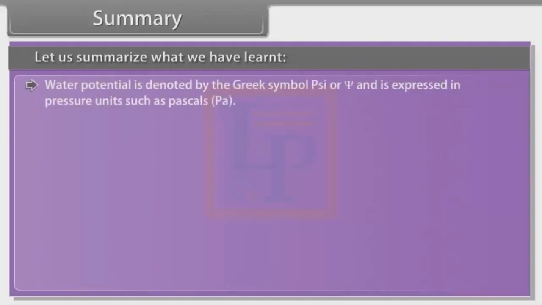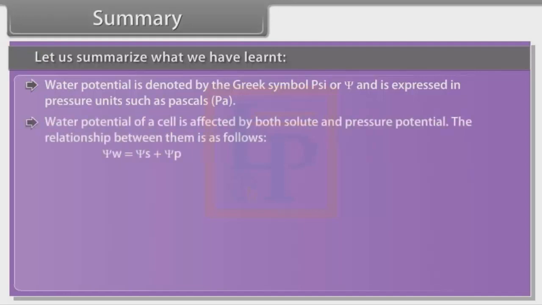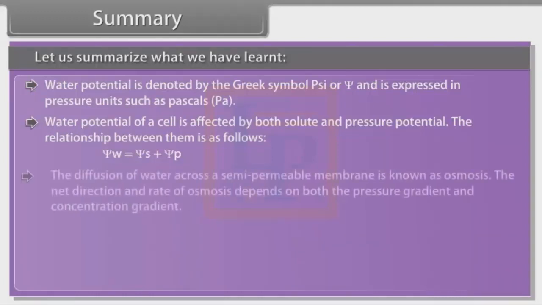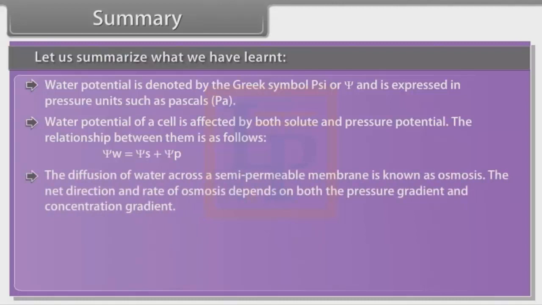Water potential is denoted by the Greek symbol psi and is expressed in pressure units such as pascals. Water potential of a cell is affected by both solute and pressure potential. The relationship between them is as follows. The diffusion of water across a semi-permeable membrane is known as osmosis. The net direction and rate of osmosis depends on both the pressure gradient and concentration gradient.